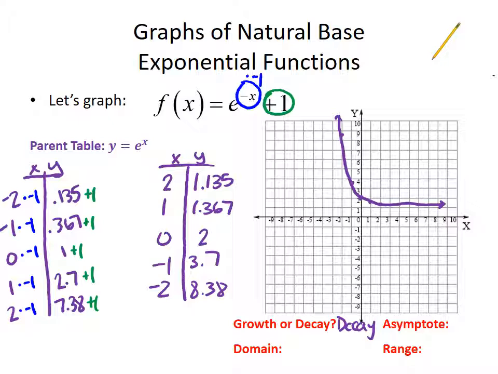Our asymptote is related to our vertical shift. Your vertical shift and your asymptote should always be very similar. So we have y equals 1. That would be our dotted line that our graph is never going to pass over. Our domain is still forever left, forever right. But our range is from 1 to infinity, again using parentheses because it's an asymptote, meaning we're not including the value.